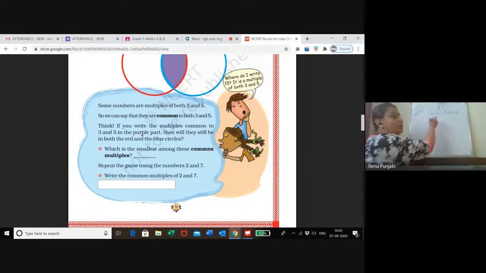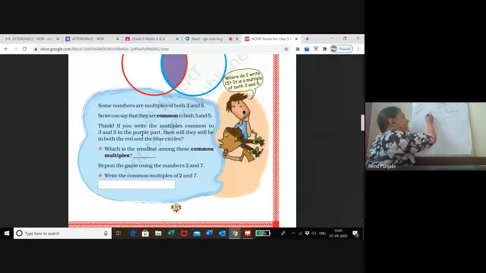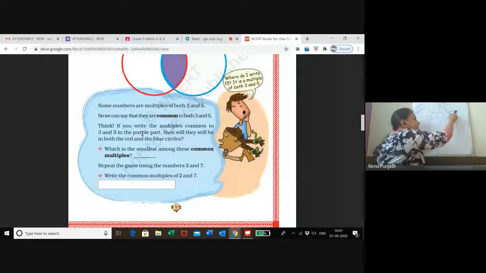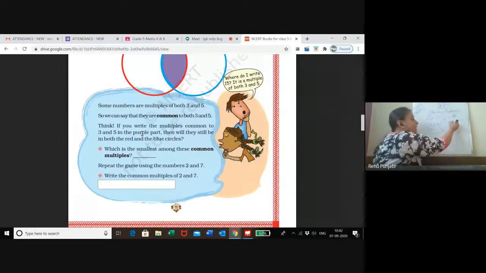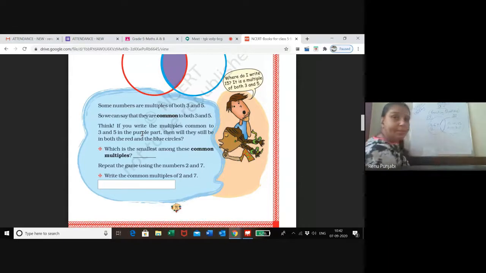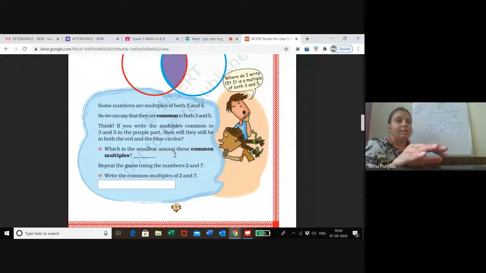See, so you will make the circles in your notebooks and do it with the table of 3 and 5. Write the table of 3: 3 1 is 3, 3 2 is 6, 3 3 is 9, 3 4 is 12. And here you will write the table of 5: 5 1 is 5, 5 2 is 10, 5 3 is 15, 5 4 is 20, 5 5 is 25. And then in the middle, you will write the common multiples. Which is the smallest common multiple? The first common multiple is the smallest common multiple, LCM.